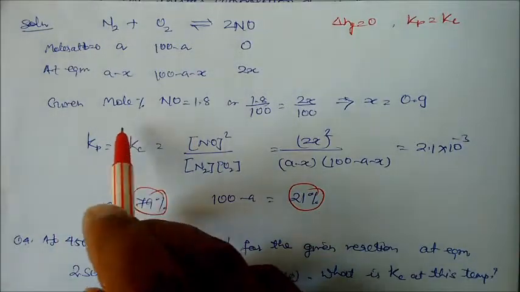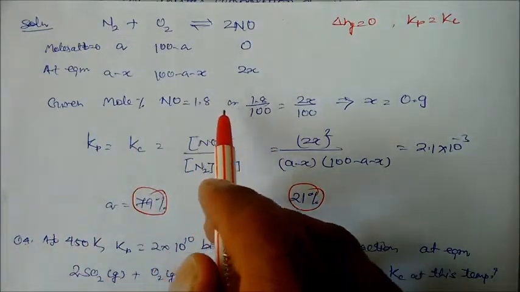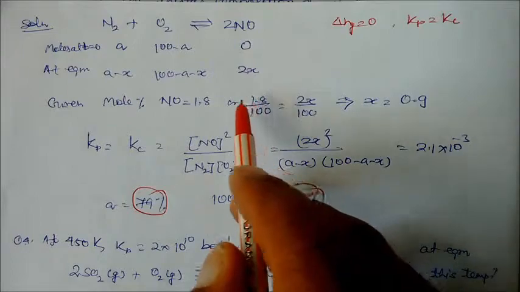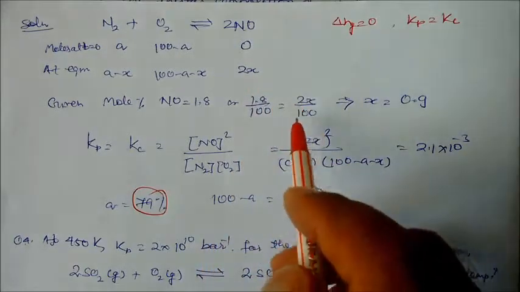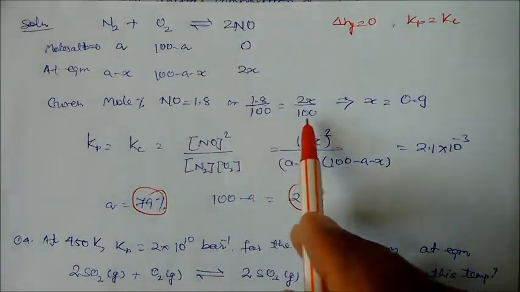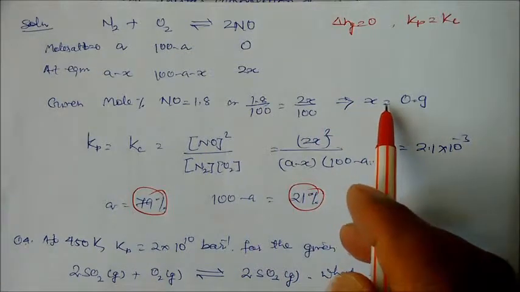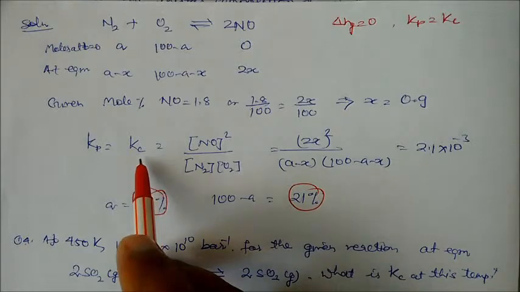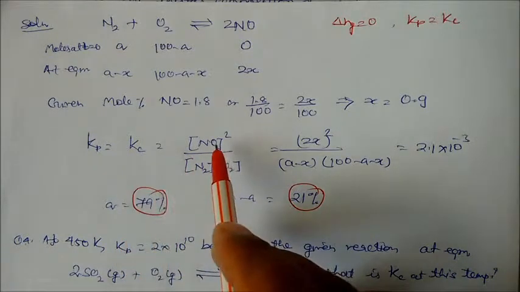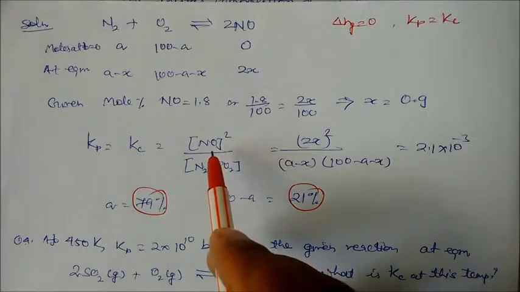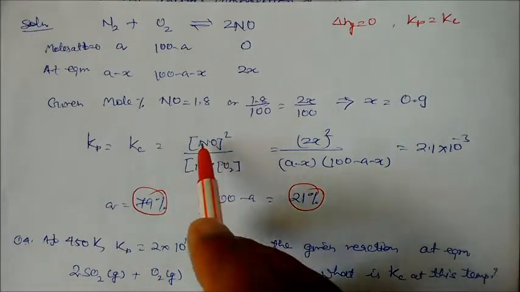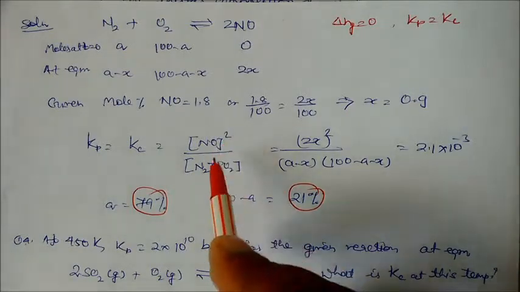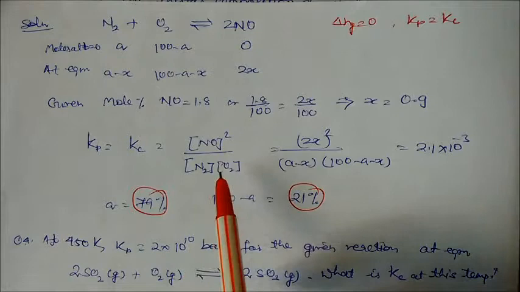Now in terms of mole percent, nitric oxide is given as 1.8. So we can write 1.8 by 100, and this is equal to 2X by 100 in terms of mole percent. If we solve it, we will get X equal to 0.9. Now Kp is equal to Kc. Kc, according to the law of equilibrium, is the product by reactant concentration.